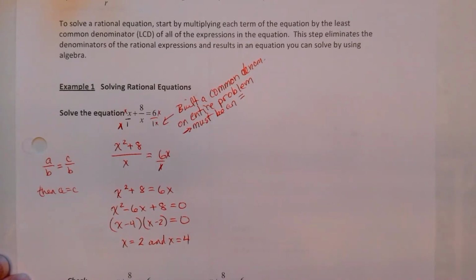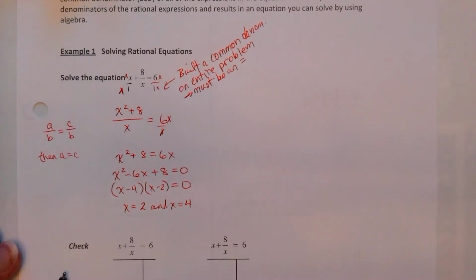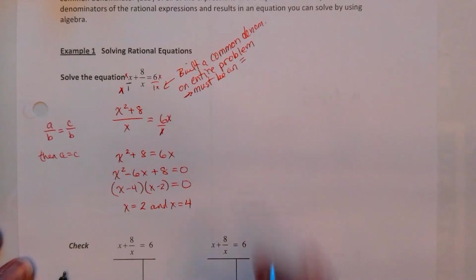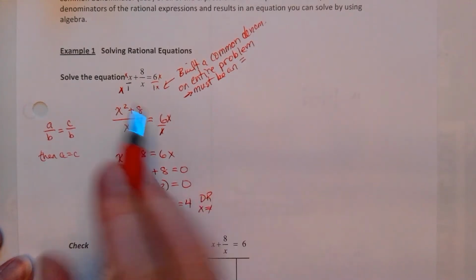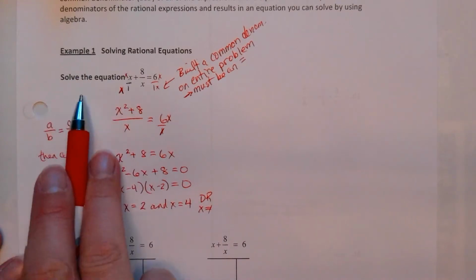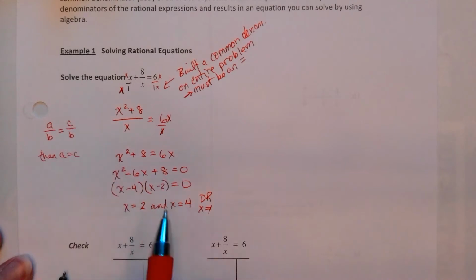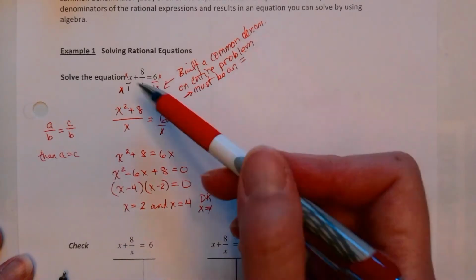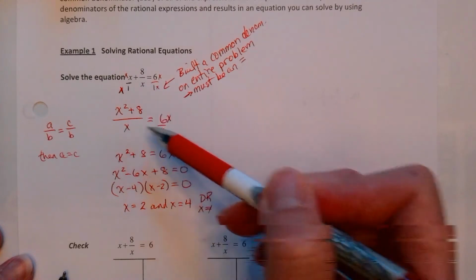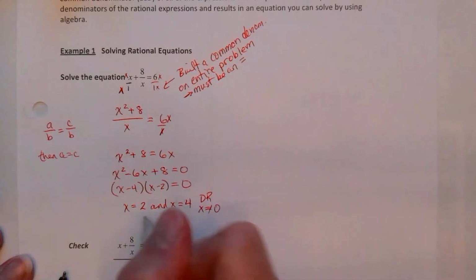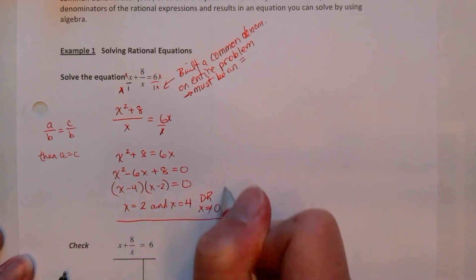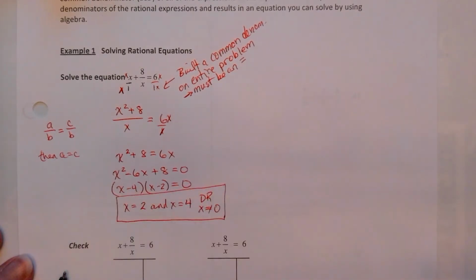Before I say I'm done, we've been talking a lot about domain restrictions. I need to check my domain restriction. Notice in the directions it does not say anything about domain restriction. Just solve the equation. I need the domain restriction because it might falsify one of my answers. So go back up to the original. My common denominator was x. That was the only thing I had. So x cannot be 0. So my domain restriction does not interfere with my answers.